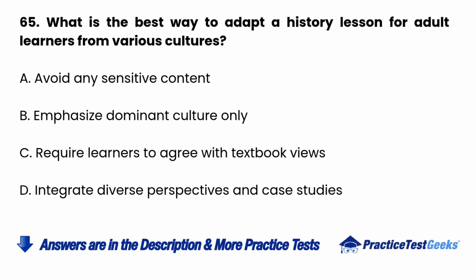65. What is the best way to adapt a history lesson for adult learners from various cultures? A. Avoid any sensitive content. B. Emphasize dominant culture only. C. Require learners to agree with textbook views. D. Integrate diverse perspectives and case studies.